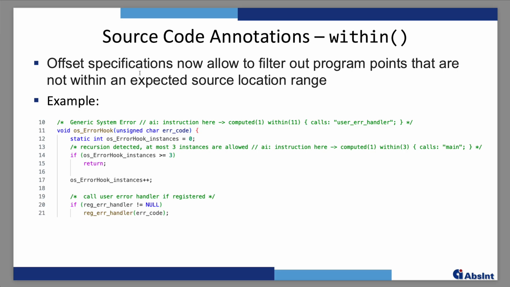a radius or range. It especially makes sense to combine it with in source code annotations where you use the keyword here, like in this line 10, where you would like to annotate the next computed call from here on to resolve it with the user error handler. Now you add the within 11 here to really restrict this annotation to those computed call invocations that are found within the source line radius of 11.